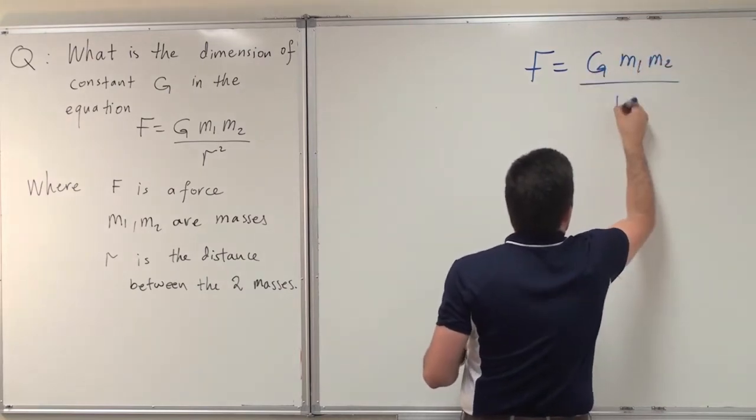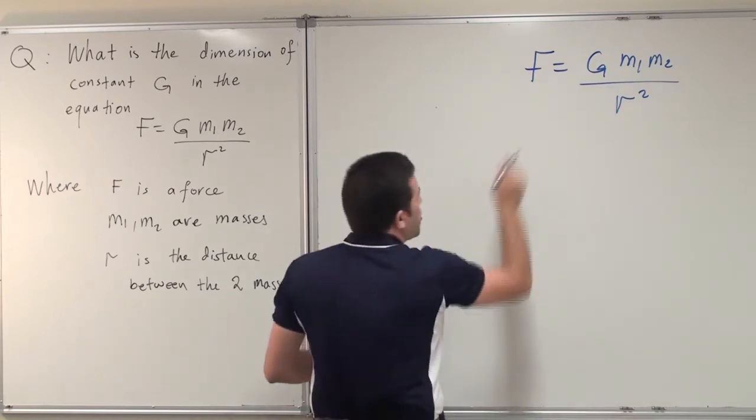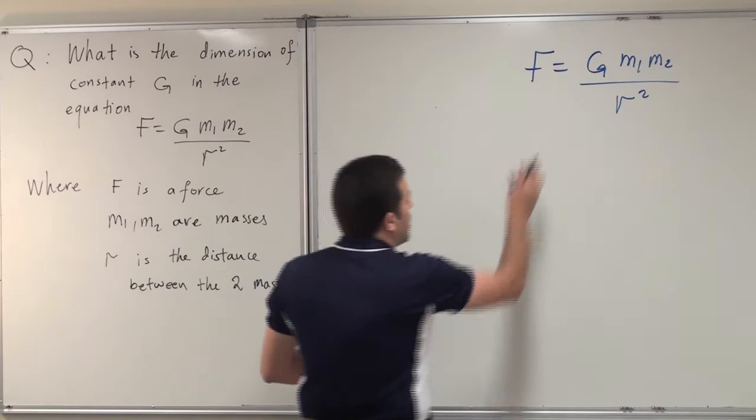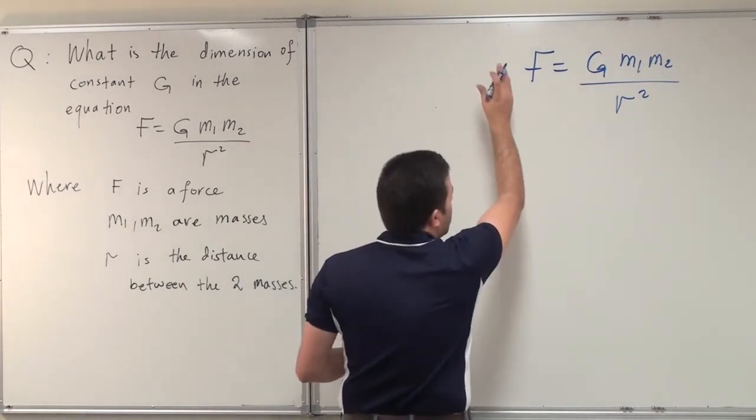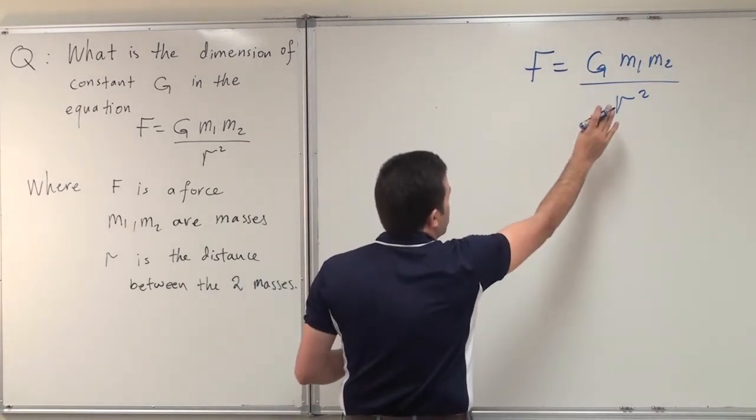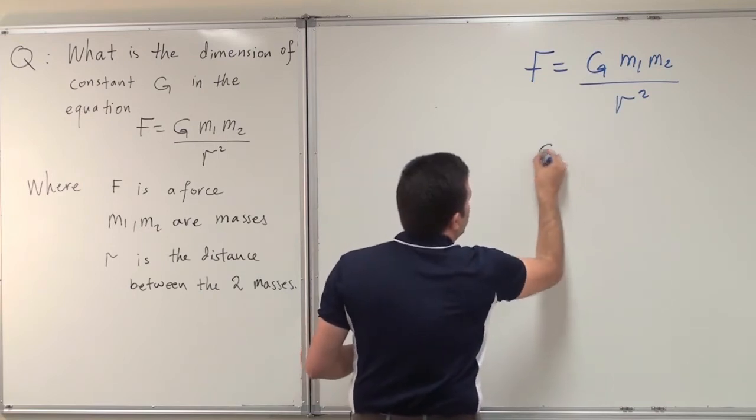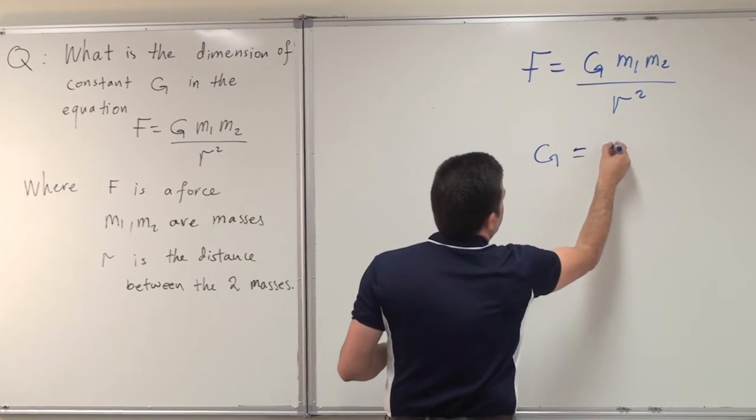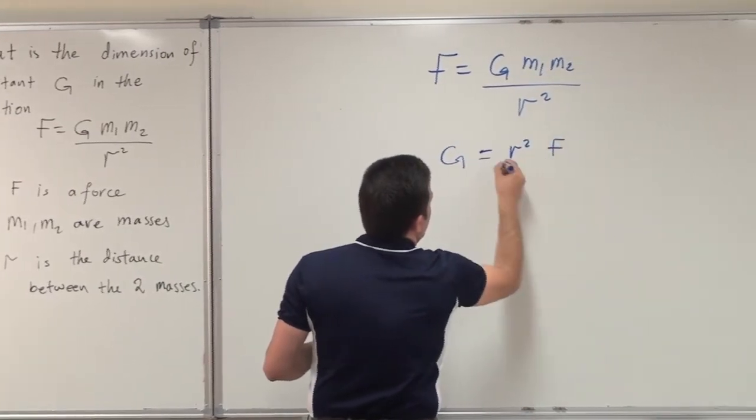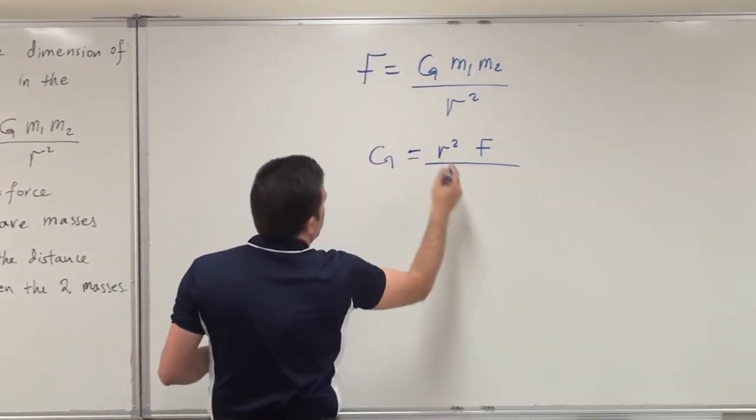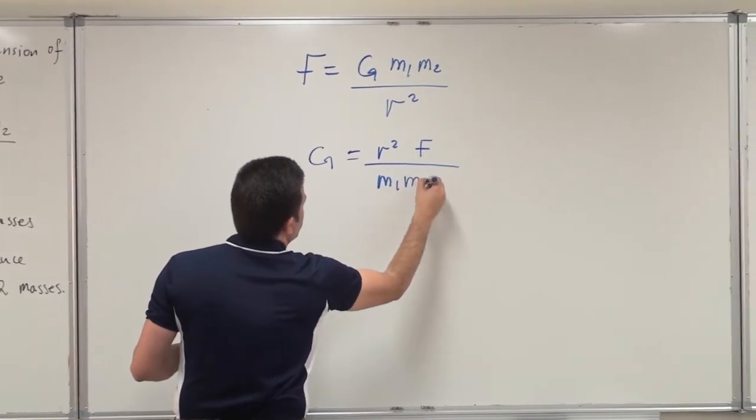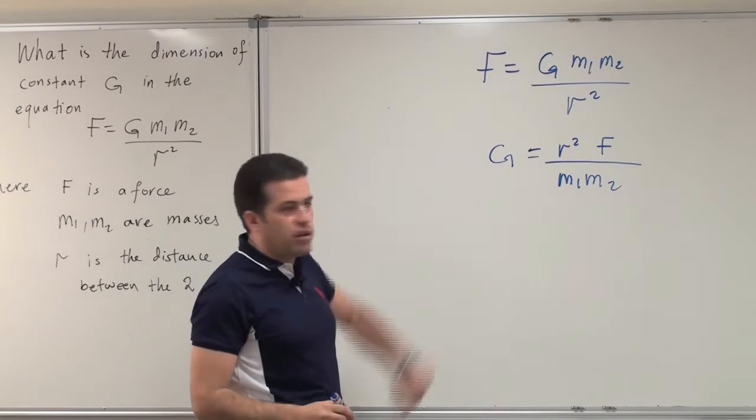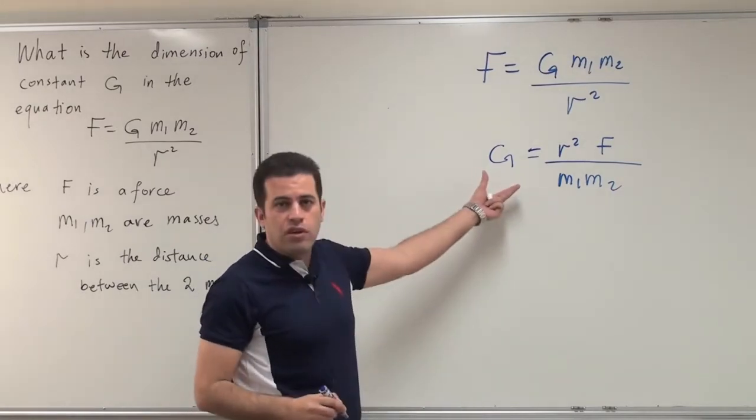To start with, we can take the main equation given in the question, F equals G m1 m2 over r square. We're supposed to find the dimensions of the constant G. So I can put G on one side and all the other parameters on the other side. So I multiply r square by F, then I divide by m1 m2.